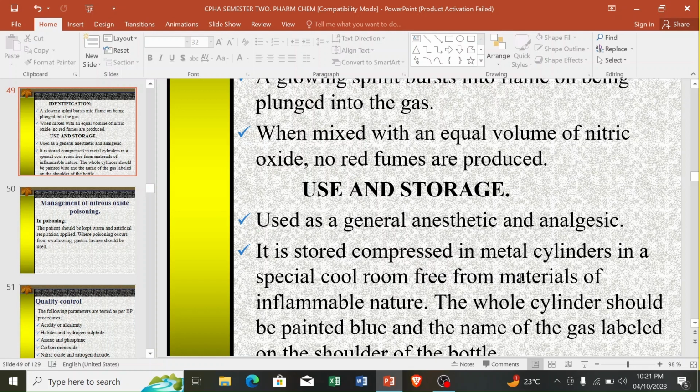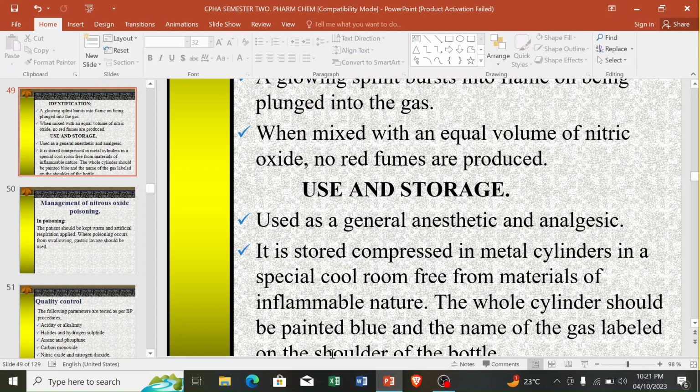Now the storage. It is stored in metal cylinders in a special cool room free from materials of inflammable nature. The whole cylinder should be painted blue. Those colors we saw, we can call it navy blue, or someone can call it black.